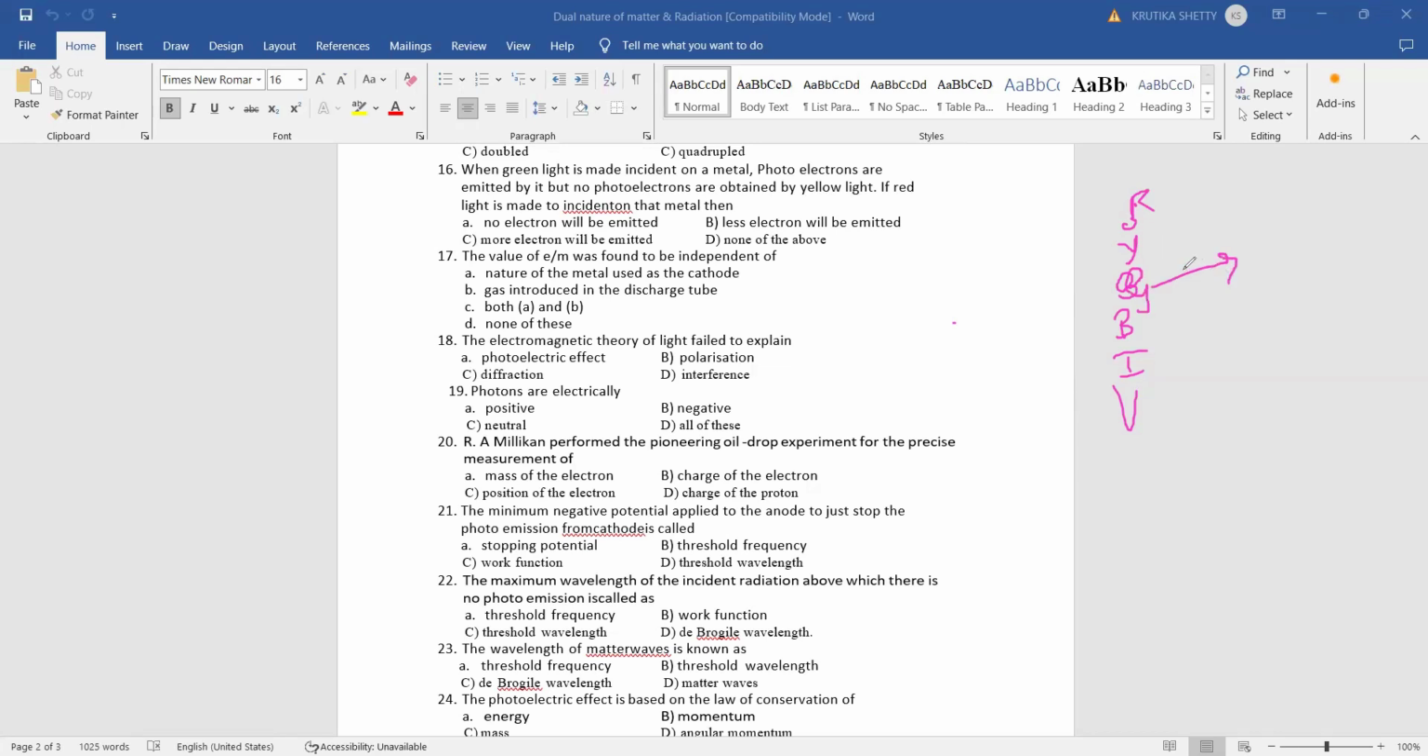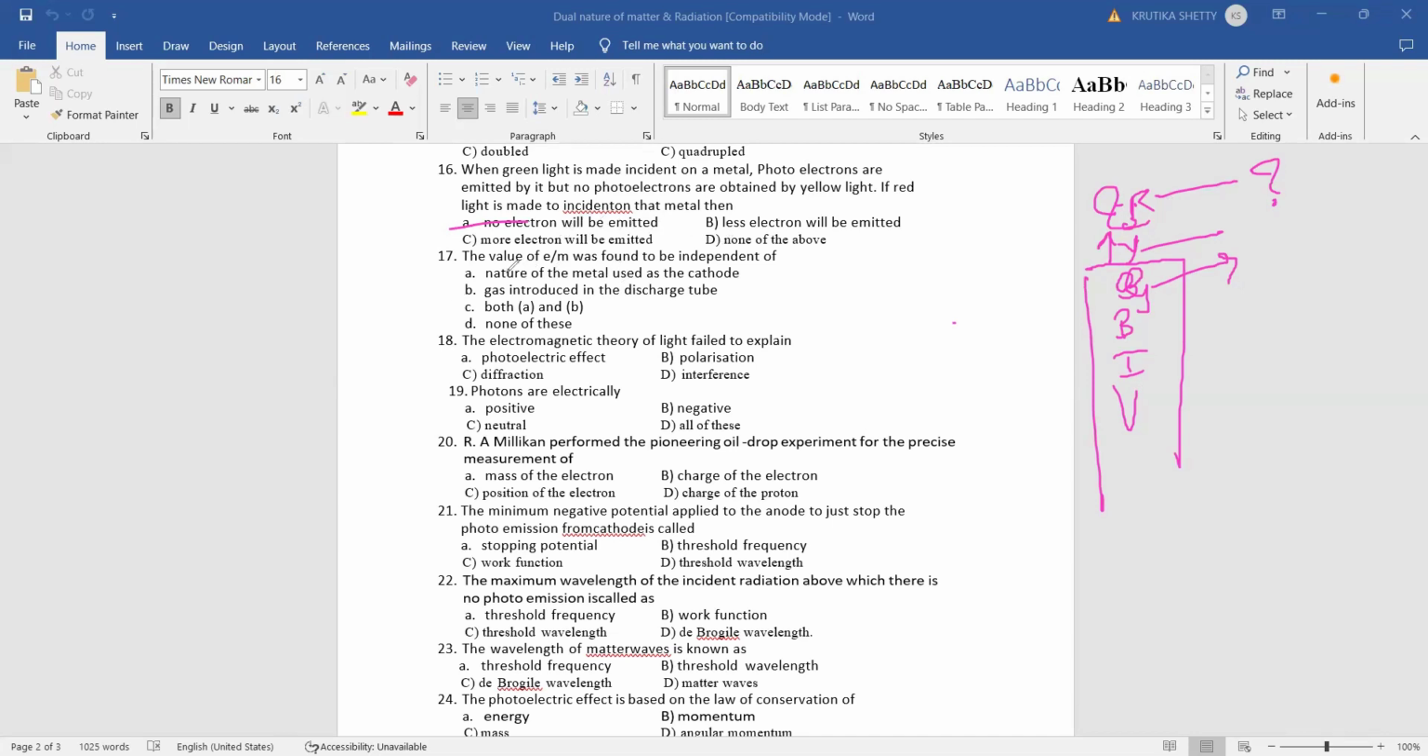The photoelectrons are emitted by green light, but no photoelectrons are obtained by yellow light. So the photoelectric effect is not possible with yellow. Then what happens when red light falls? No electrons will be emitted, less electrons, more electrons, none of this. Yes, option A, no electrons will be emitted, because the photoelectric effect is happening only up to green color. Above this wavelength it is not showing. Red is beyond yellow, so with red also it is not possible. So no electron will be emitted. Option A is the correct answer.